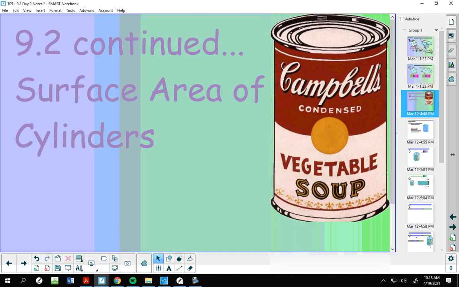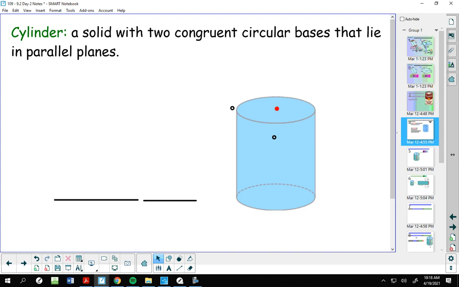So now day 2, we're going to talk about the surface area of cylinders. Like a can of soup is an example of a cylinder. Maybe a pop can is pretty much a cylinder. A cylinder is a solid with 2 congruent circular bases that lie in parallel planes. So here, our circles are the bases because they're parallel and congruent.